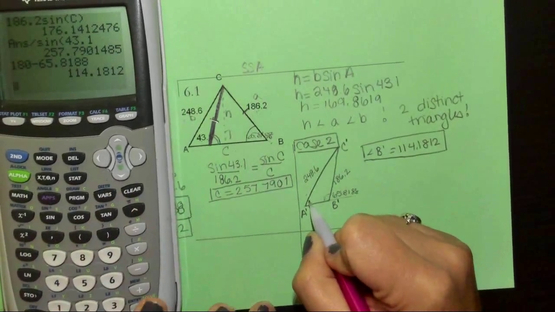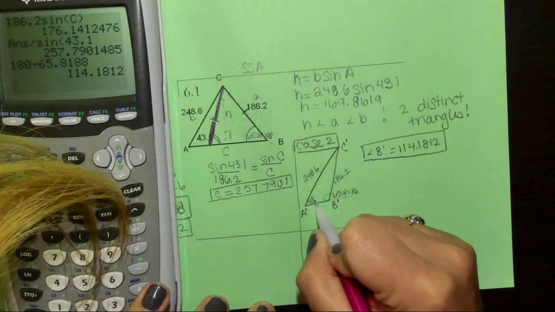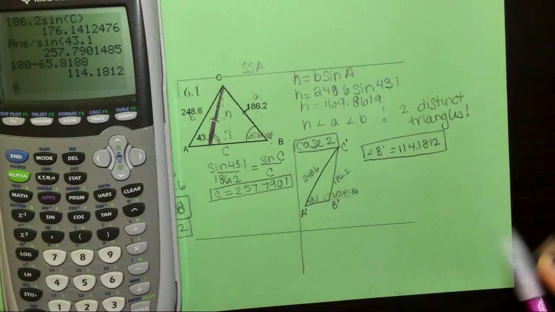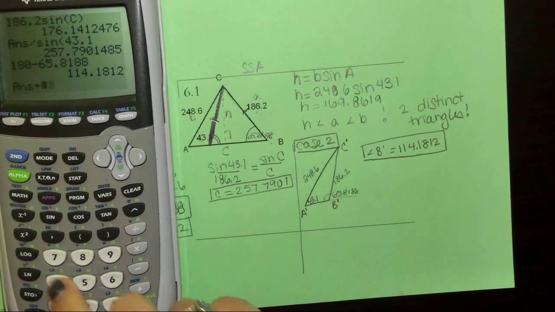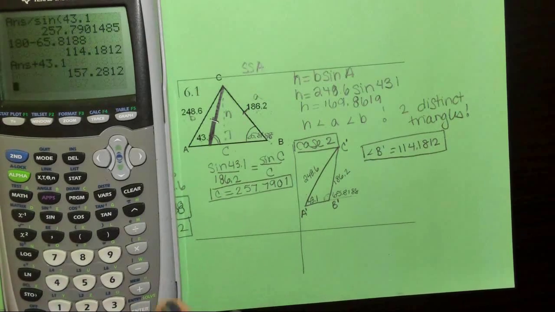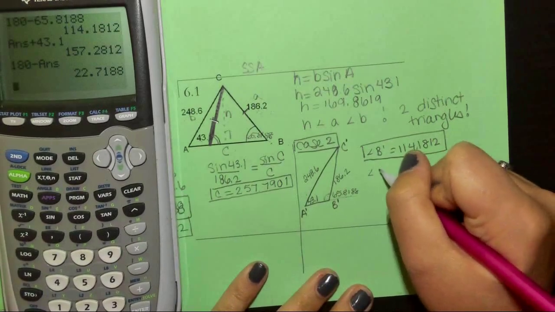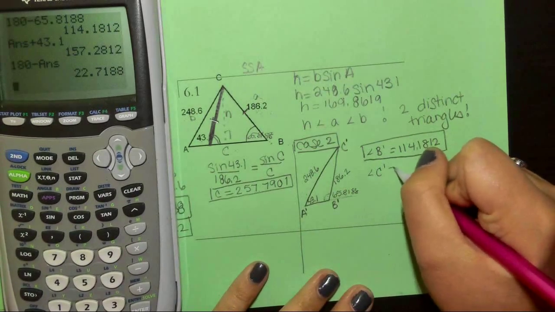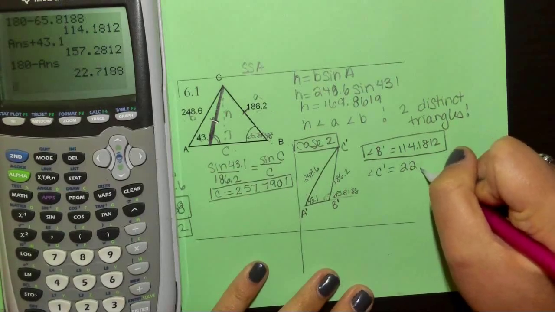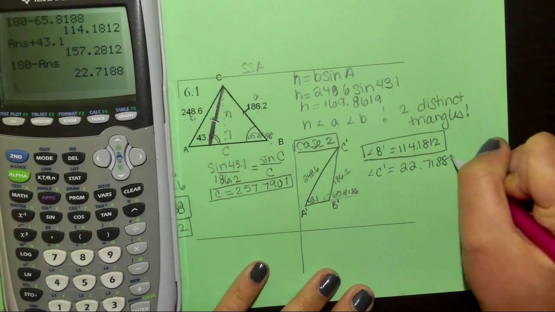Okay. Our angle A never changed. It was still 43.1. So if I add 43.1 to that, and take that answer and subtract it from 180, we'll get our angle C prime. That's 22.7188 degrees.